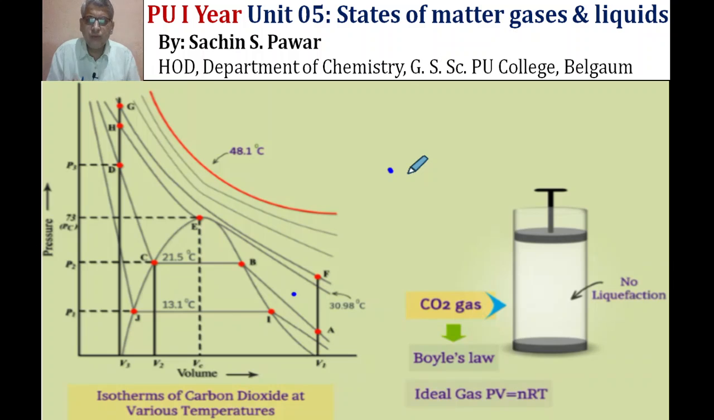Basically what is done? He has taken carbon dioxide gas in the container, and he has just manipulated the pressure and volume. When the pressure changes, volume should change. You know, pressure is inversely proportional to volume according to Boyle's law. We know that already. So he used it. Now see, at different temperatures what is going to happen.